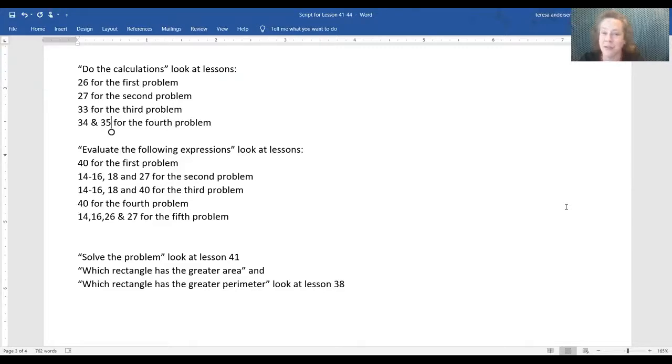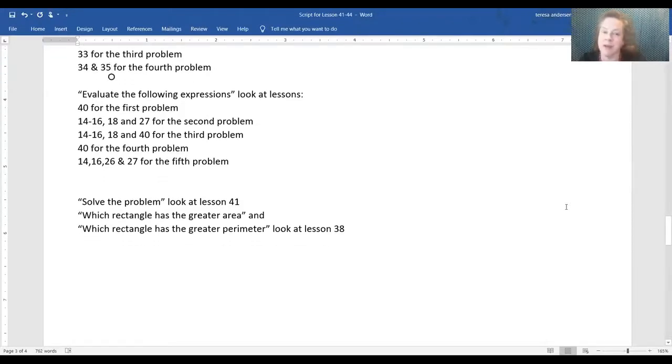And then for the solve the problem, look at lessons 41. For the rectangle, which rectangle has a greater area and which one has a greater perimeter, look at lesson 38.